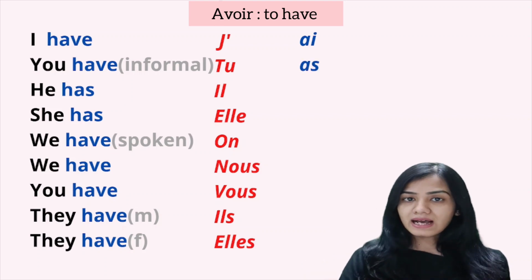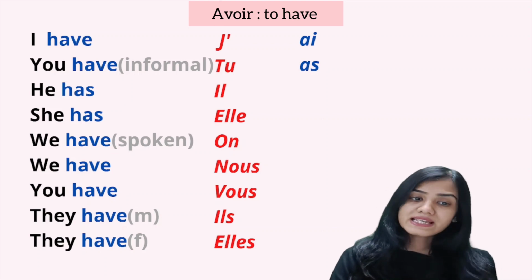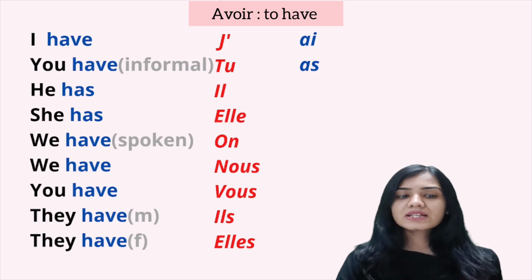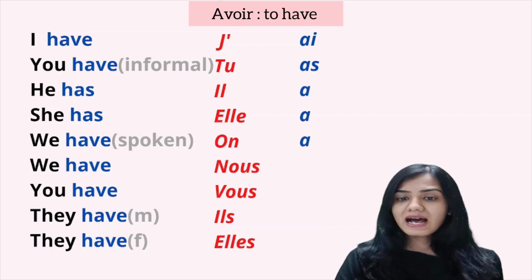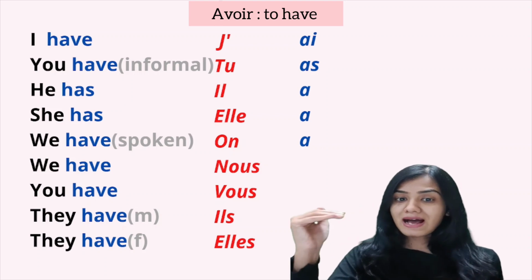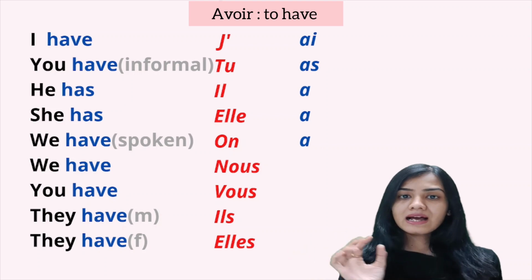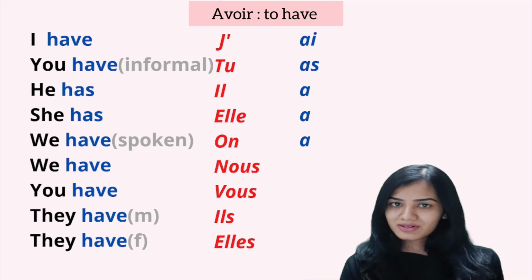Tu as, tu as. For saying he has, she has, or we have the same conjugation, that is a. A. So the pronunciation is in case of tu as, il a, elle a, on a, it is the same pronunciation.